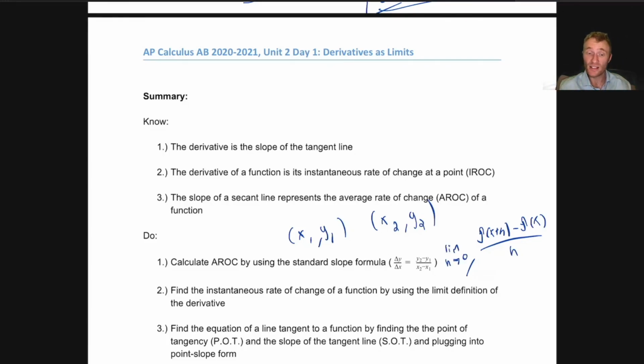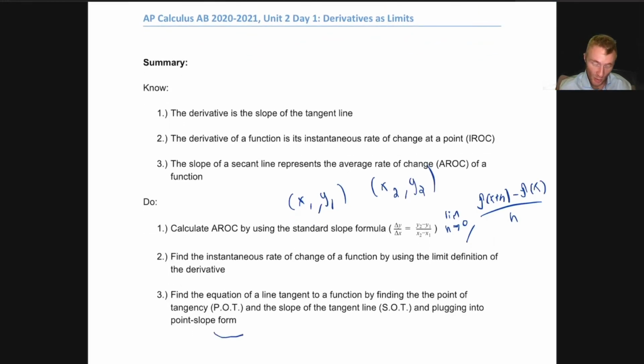And finally, the last thing, find the equation of a line tangent to a function by finding the point of tangency and the slope of the tangent line and plugging into point slope form, which is the y variable minus a y coordinate equals the slope times the x variable minus an x coordinate.